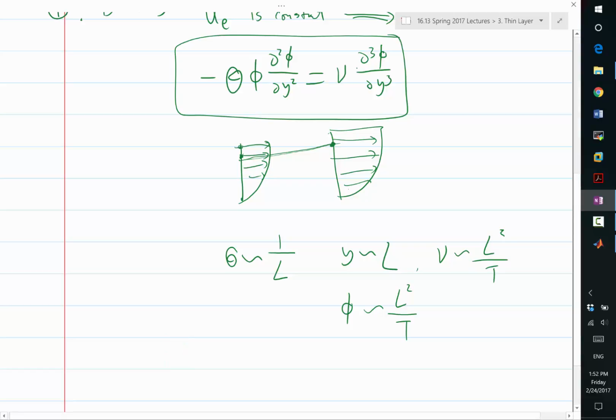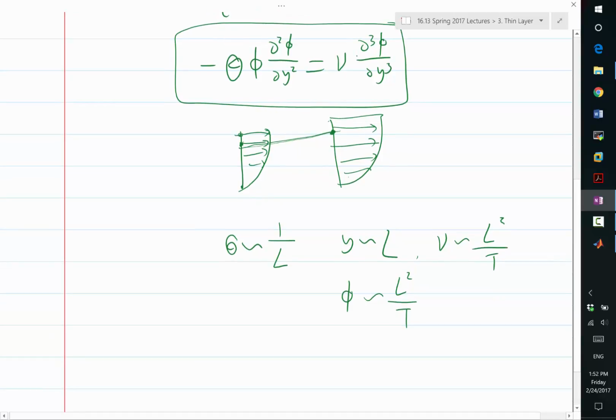So this differential equation doesn't uniquely define the solution, right? I also need boundary conditions to uniquely define the solution. How many boundary conditions do I need for this third order equation? 3, right? For a first order equation, I need 1 boundary condition. Second order, I need 2. Third order, I need 3. So what do you think are the appropriate boundary conditions?